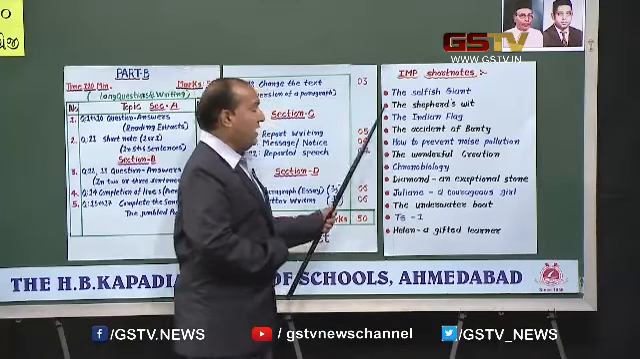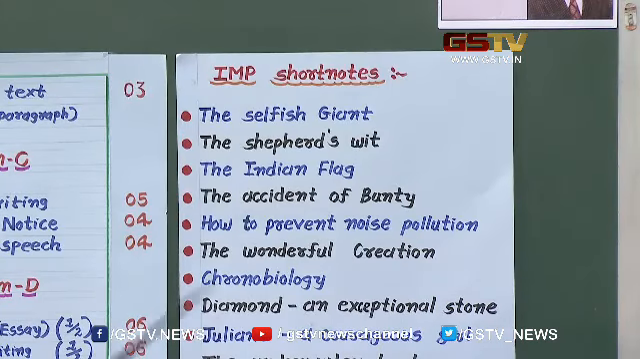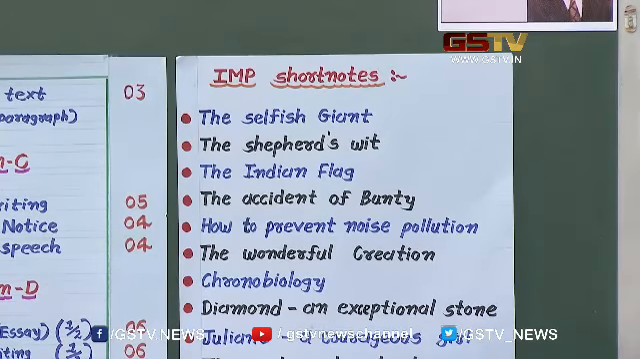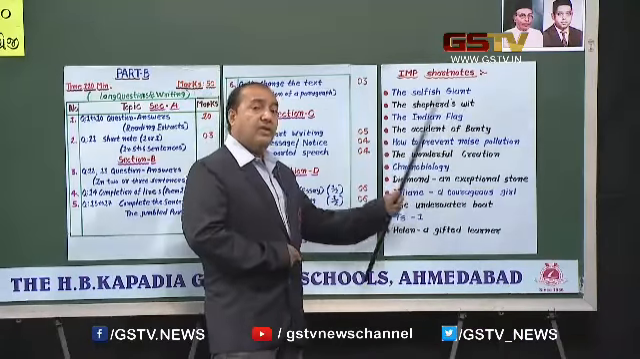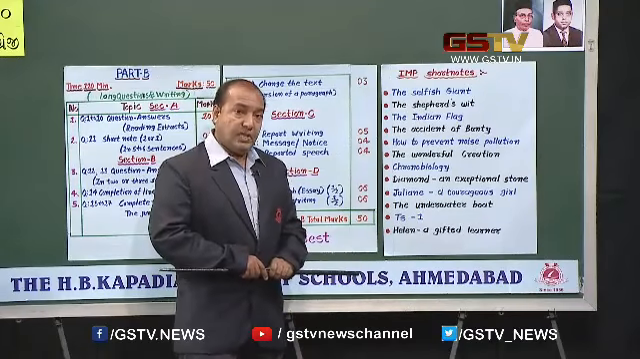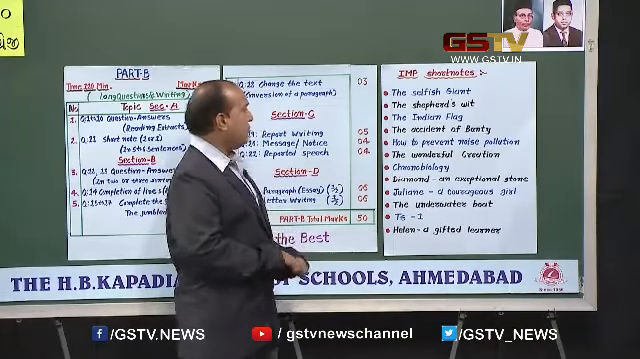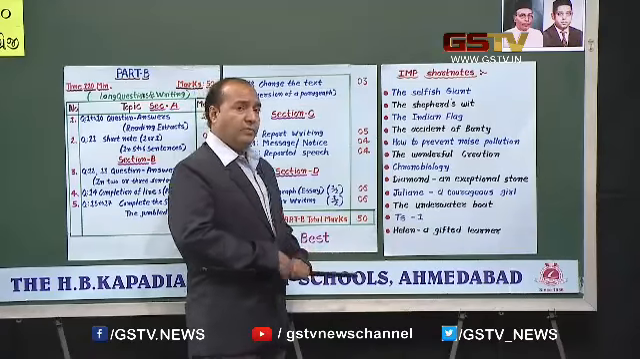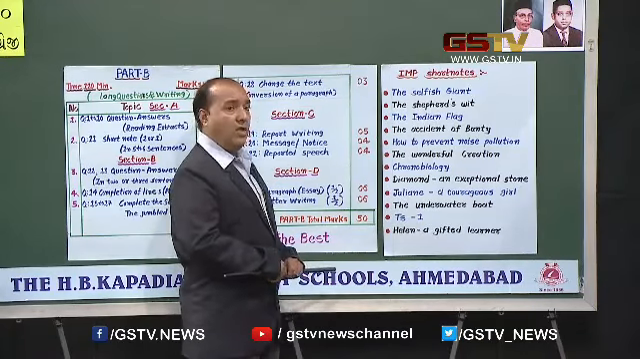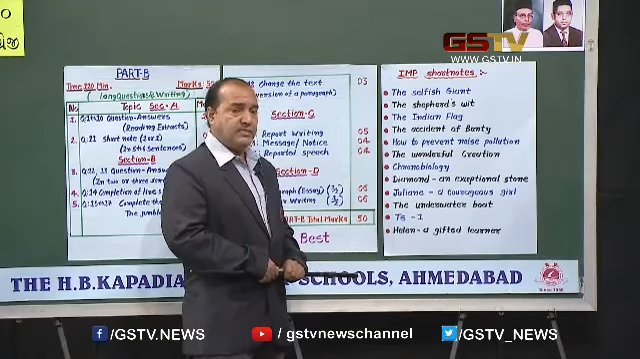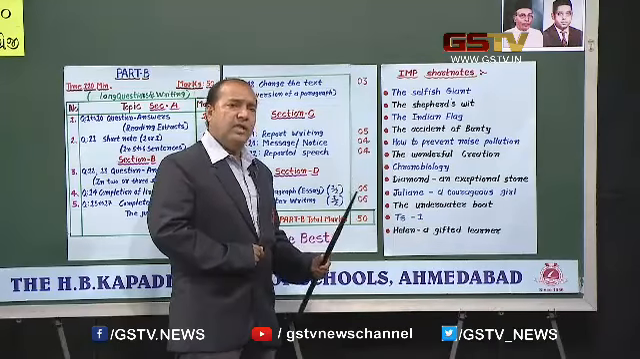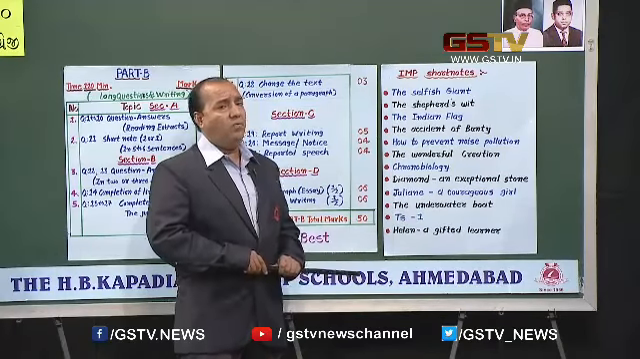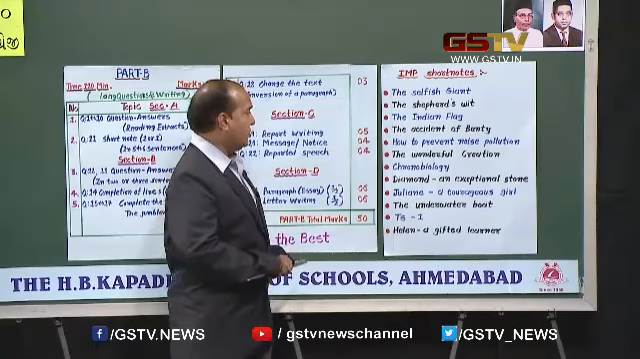After that we have selected other short notes. The title is The Shepherd's Wit from chapter 2, and you write what wit the shepherd has shown to save his master's life. After that, from lesson 3, The Indian Flag, also write in 5 to 6 sentences. All these short notes you have to study carefully. There may be a great possibility of them being asked in tomorrow's question paper.